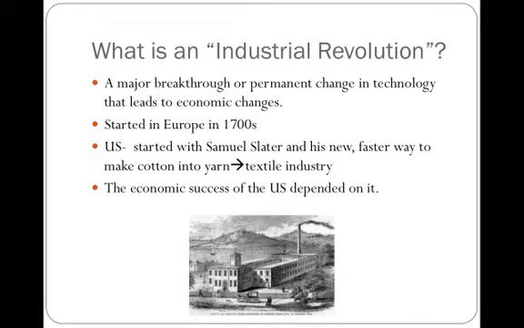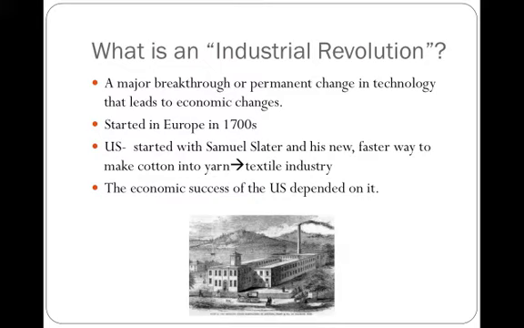being a new nation and having debt and a lot of different conflict and decisions to make, it kind of got the last piece of it. But in the U.S., it really started with Samuel Slater and his new faster way to make cotton into yarn, which transformed the textile industry and made it so that we could produce our own textiles.